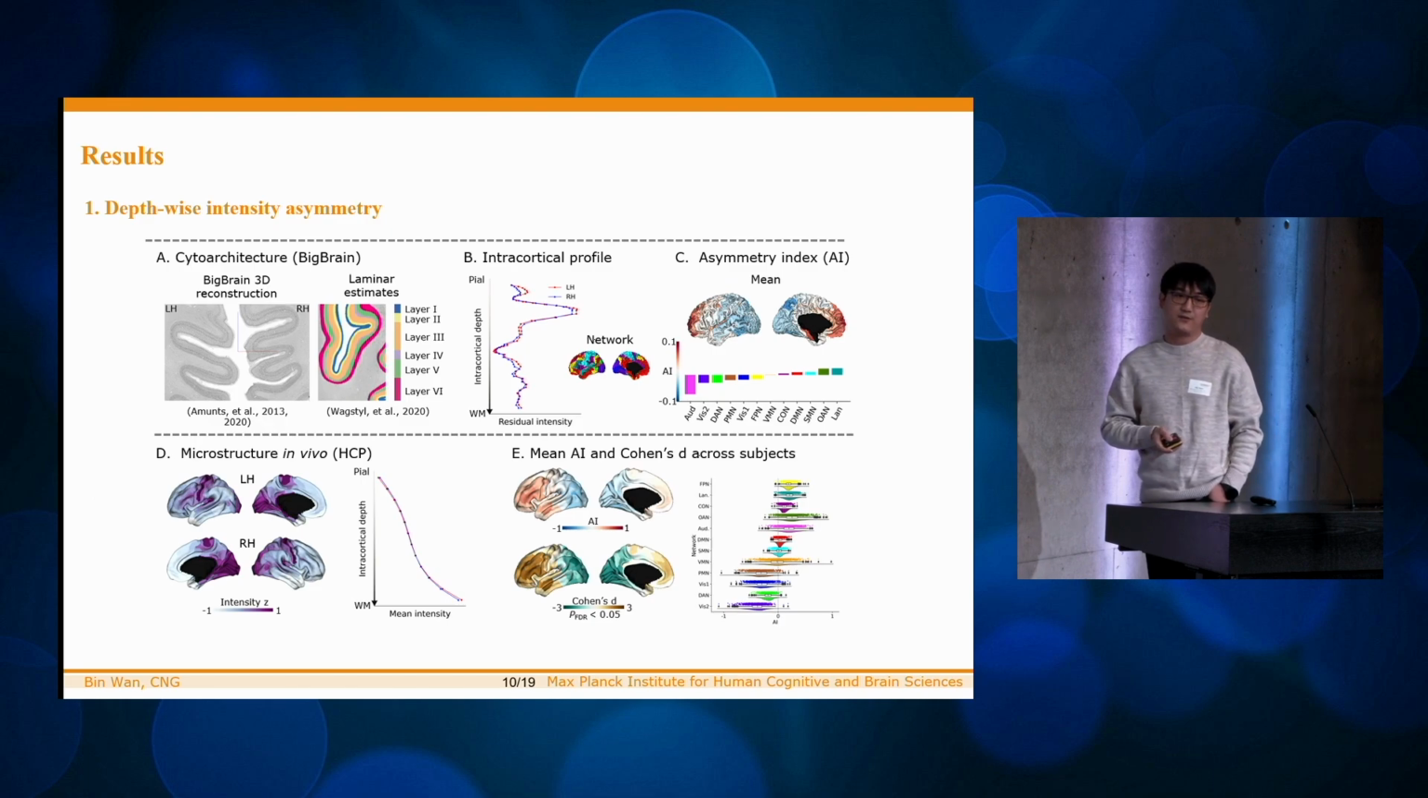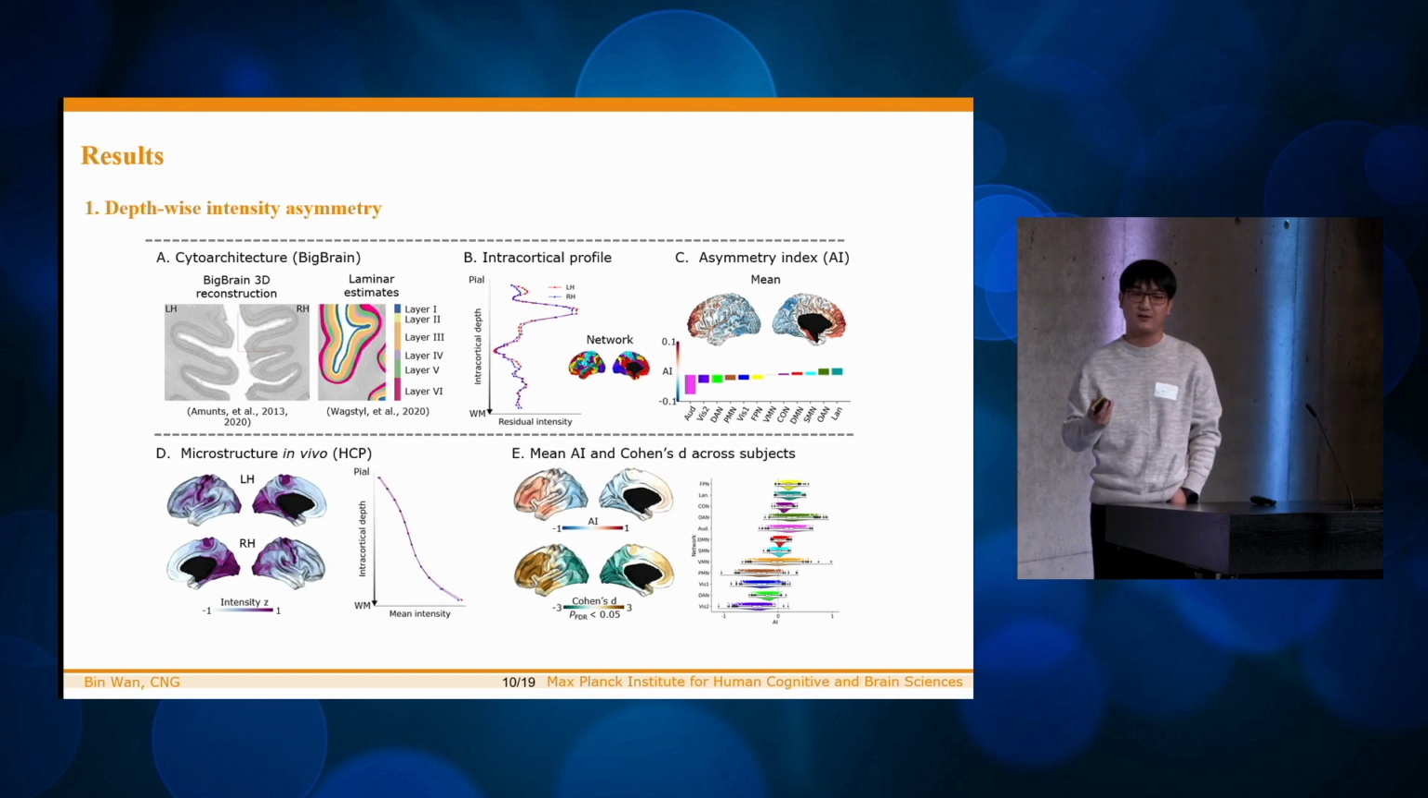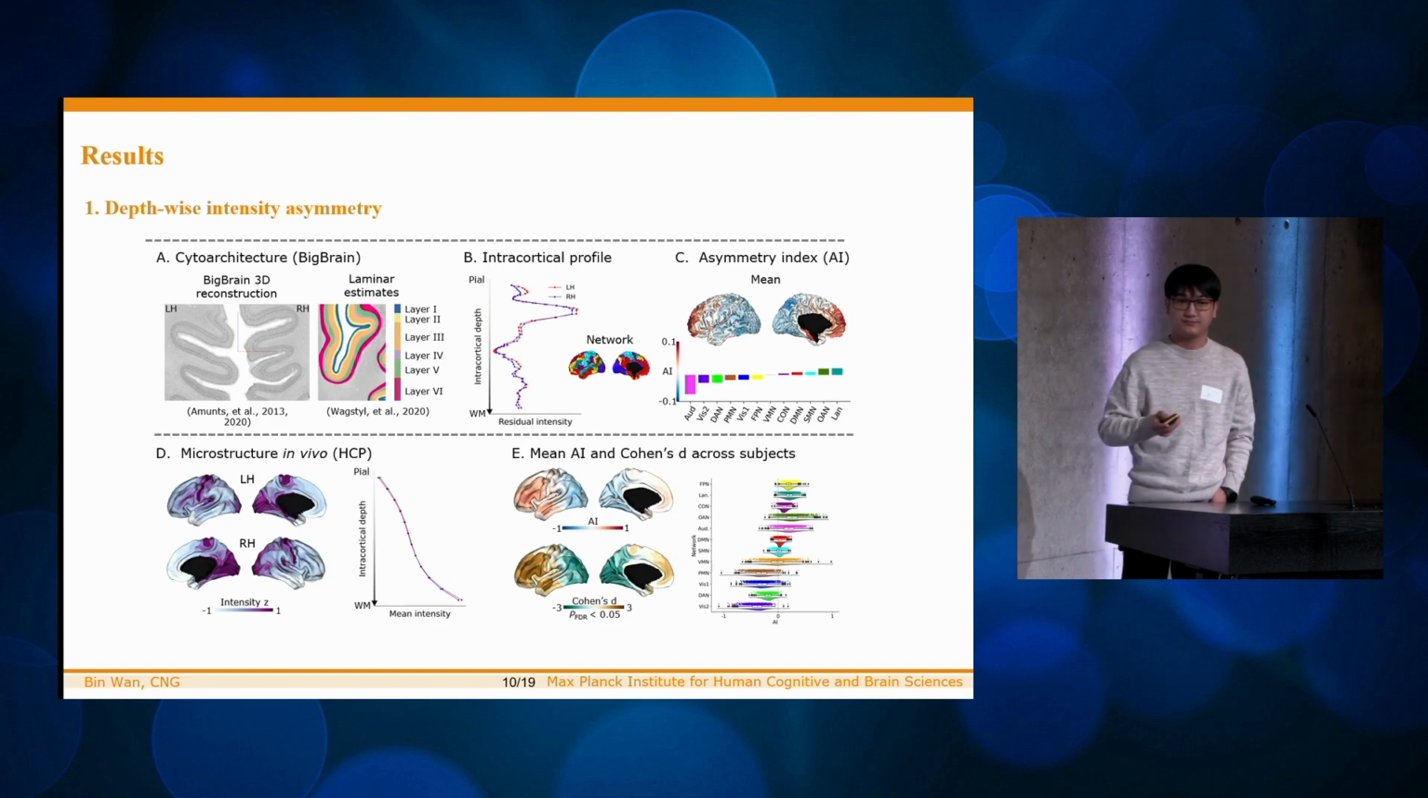So first, I show the intensity asymmetry. Just consistent with previous studies, posterior areas showed a very right lateralized intensity, and the anterior part of the brain showed left lateralized asymmetry. And the results are consistent between the BigBrain and HCP T1, T2 ratio.